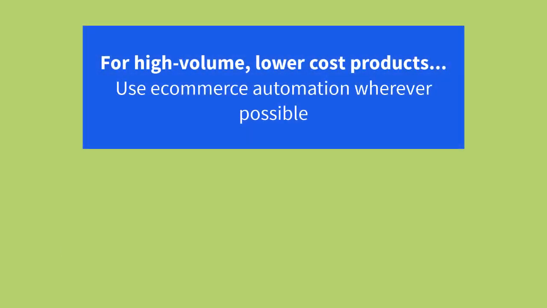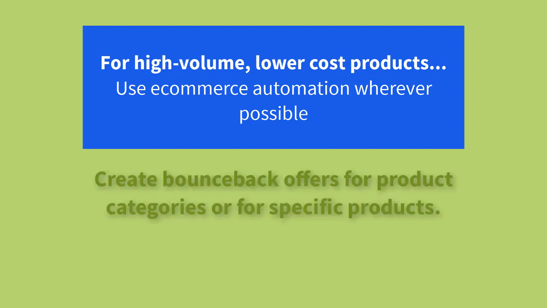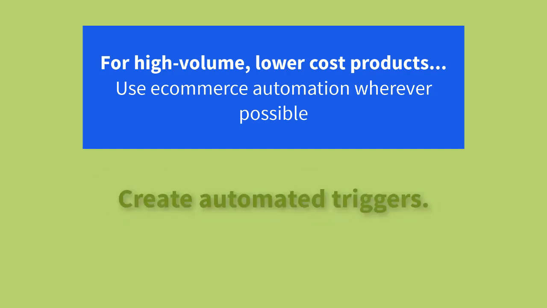On the other end of the spectrum, if you're selling a high volume of lower cost units, you can automate the process in your e-commerce store and/or your contact management system. First, create bounce-back offers that make sense for specific products or for broader product categories. Then, when someone buys in that category or buys that specific product, it automatically triggers a related bounce back. Triggers can do almost anything.